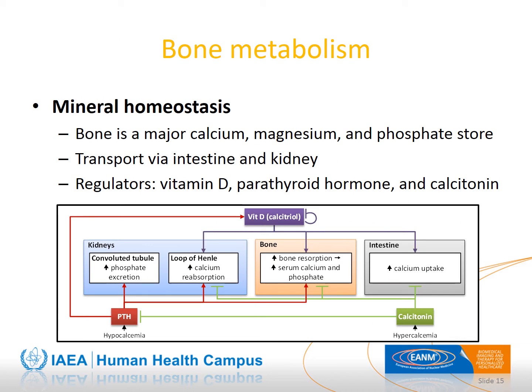Another important function of bone is mineral homeostasis. Indeed, bone is a major calcium, magnesium and phosphate reservoir, and these can be released or stored by adapting bone turnover as appropriate. The initial uptake and secretion of these minerals occurs via the kidneys and the gut. Important regulators include vitamin D, parathyroid hormone, and calcitonin, as illustrated in the figure below. In brief, PTH will be secreted in response to hypocalcemia, whereas hypercalcemia will trigger calcitonin production.